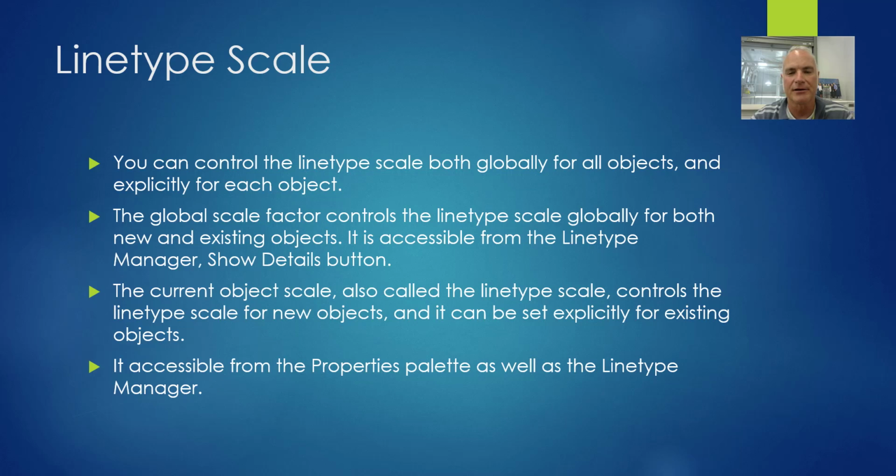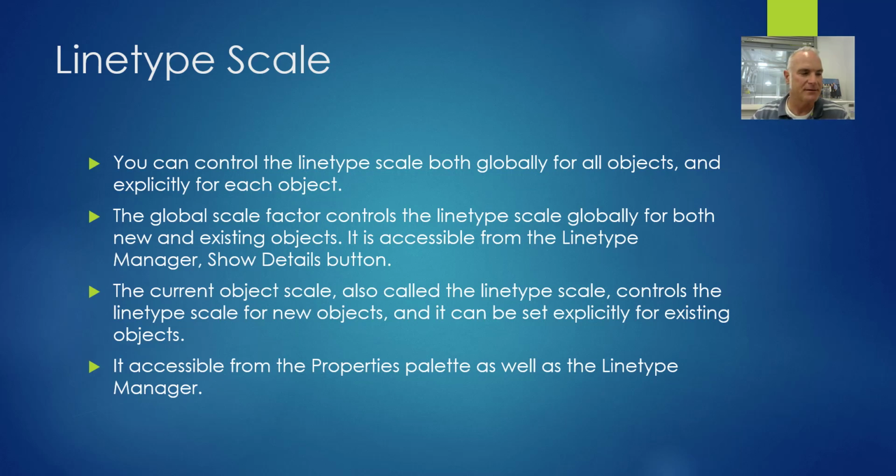One other thing to consider is you can control the line type scale both globally for all objects and explicitly for each object. The line type scale determines how many times the pattern will be iterated in a specific unit of distance. So you can change that so that, for example, if I make the line type scale bigger, that makes my dashes longer, it makes my spaces longer, and it scales them all up by whatever number I make. If I make it smaller, it allows more units in that same amount of area.